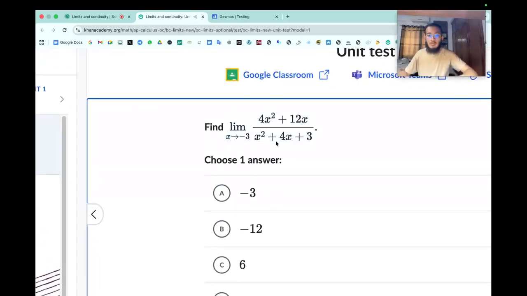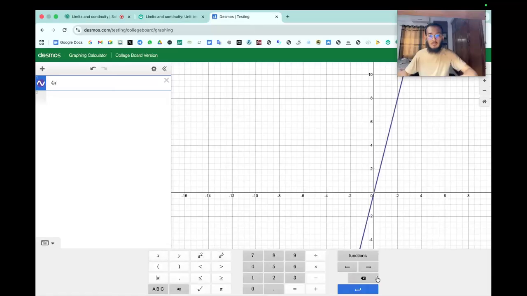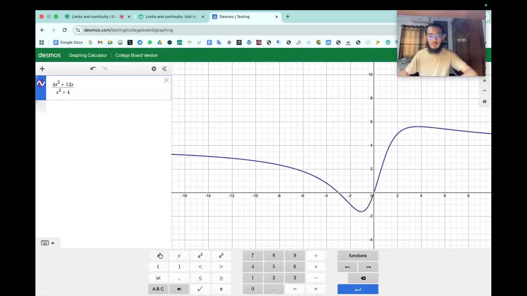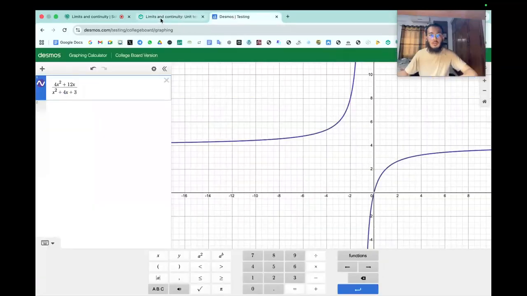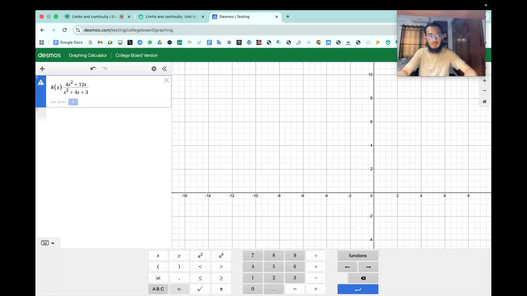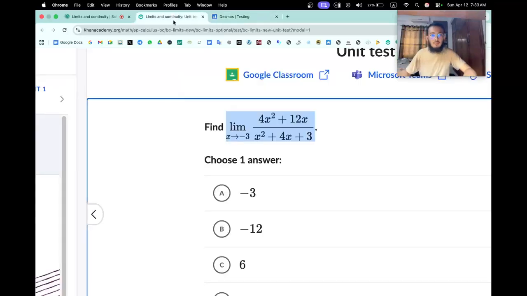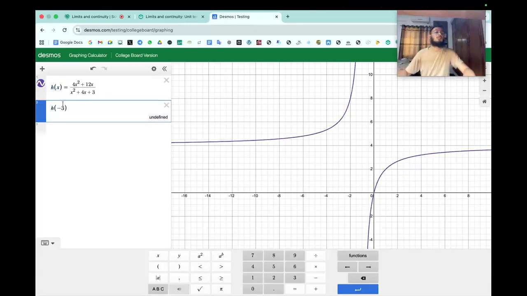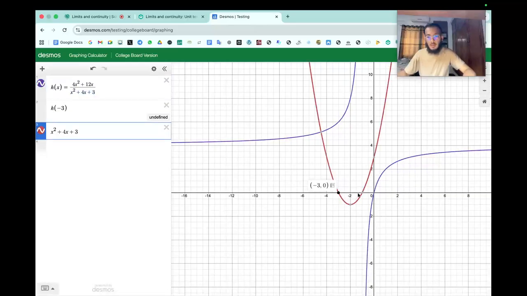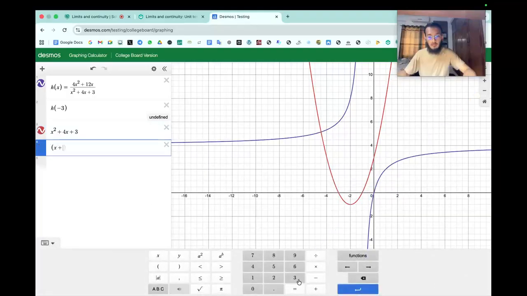Limit of this function as x tends to -3. So we have 4x squared plus 12x over x squared plus 4x plus 3. Let's define this as h of x. If you plug in -3 here, we don't get any value. So we have to factor this out. We can write the denominator as x plus 3 times x plus 1.